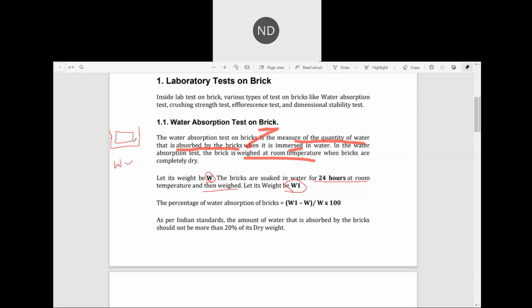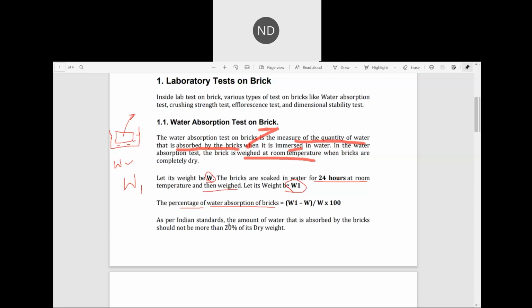We have immersed this brick in water for 24 hours, and after that, when we took out the brick, we weighed it again with the absorbed water. Now, the percentage of water absorption of bricks will be W1 minus the dry weight, divided by the dry weight of the sample, that is your brick, into 100. That will give you how much percentage of water was absorbed by the brick, right?